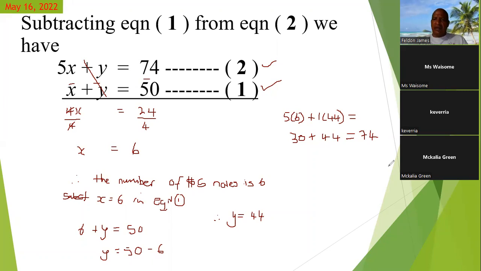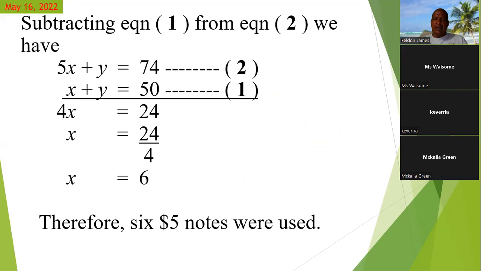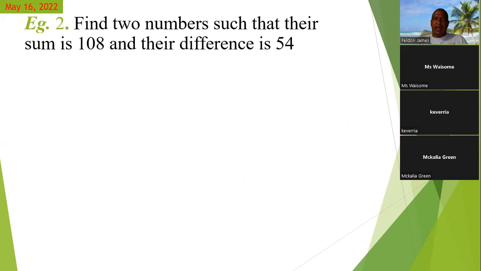So let me move on to another question so that we can reinforce what we have learned. All right. So as I had mentioned, we'll do the calculation x equal to 6. So therefore, 6 $5 notes were used, and that would have solved the question that they were asking. Here we have another example. And what I'm going to do is ask you to form the two equations. Because once you're able to form the two equations, then all you have to do now is to follow the steps that you use when you're solving simultaneous equations.